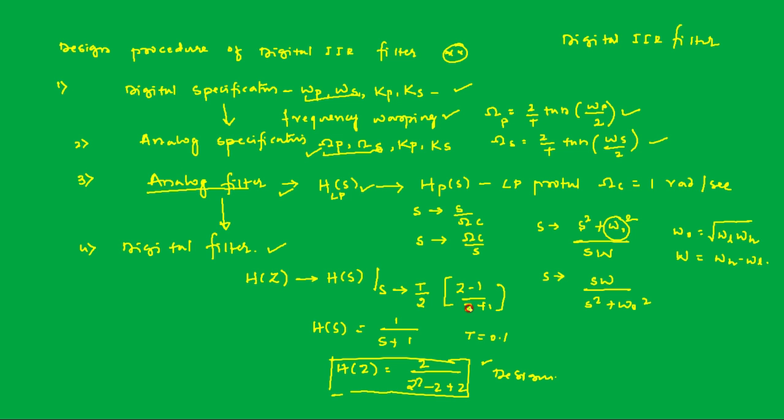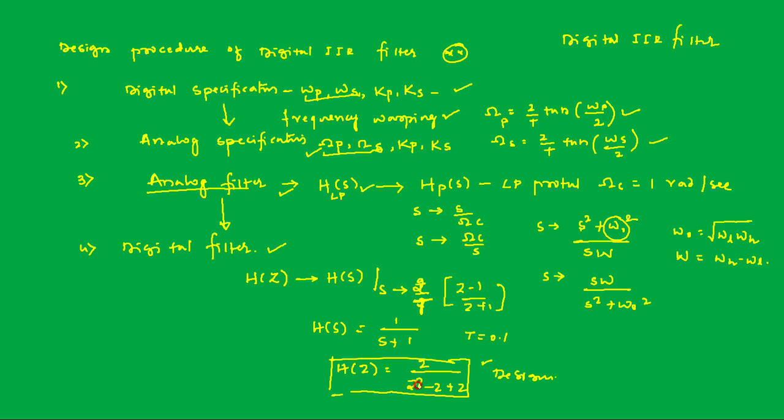Yes? Sorry, I have made one small mistake here. This is not t by 2, it is 2 divided by t. Please make a note. It is 2 divided by t. Sorry for that. Right? So this is the actual simple procedure for design of any digital IIR filter.